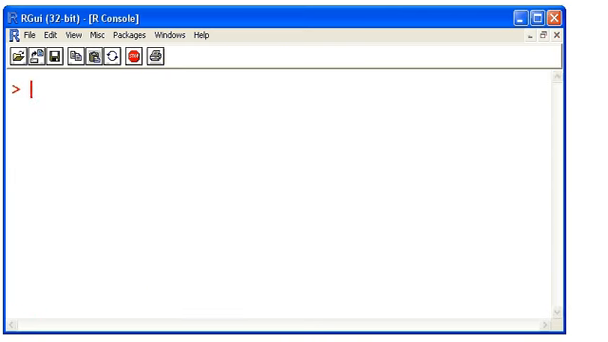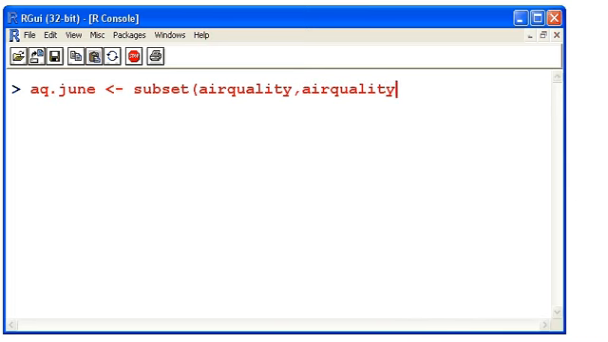So aq.june, air quality for June. June being the 6th month. Subset air quality when air quality meets this logical condition. Air quality month equals 6. Okay, so that's a very straightforward command there.